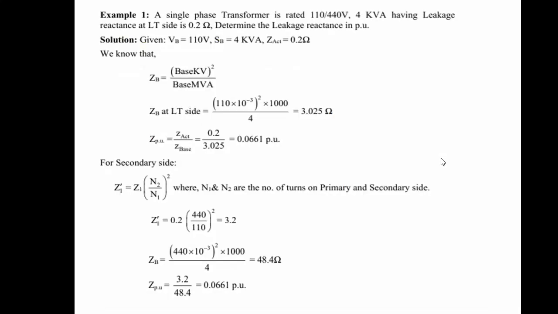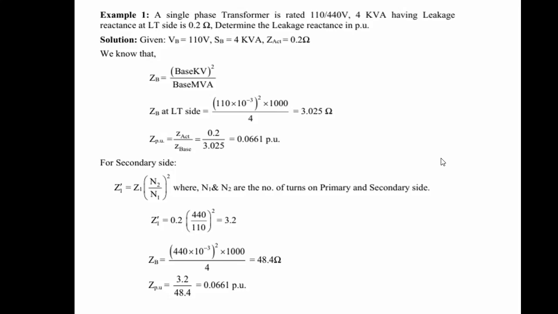For the example of per unit quantity, here we will take a single phase transformer. If you calculate the per unit reactance for the transformer on either the primary side or the secondary side, we will get the same reactance value for both sides. In order to justify that, we will take one small example. Now let us see the example.